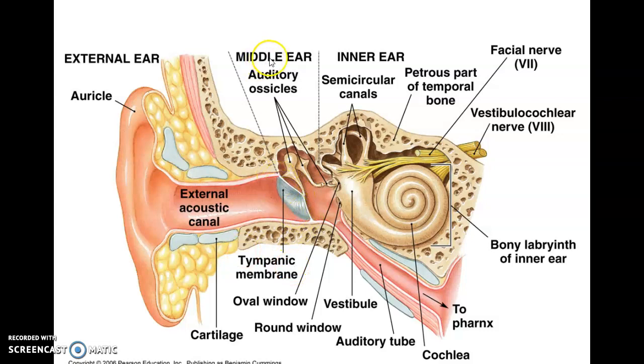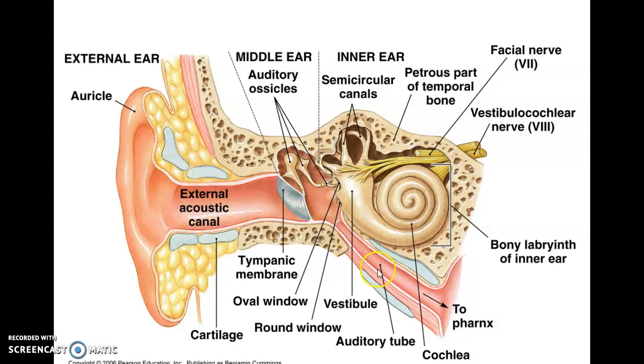Then we have our middle ear, which on one side has the tympanic membrane, but it contains our auditory ossicles, which are our bones inside of our ear: the malleus, incus, and stapes, or altogether we call them the auditory ossicles. And it also contains our eustachian tube. That eustachian tube is necessary for us to be able to equalize air pressure between the throat area and the external portion of the ear.